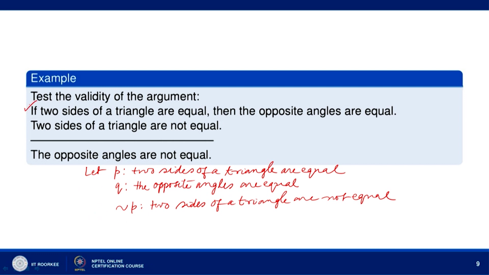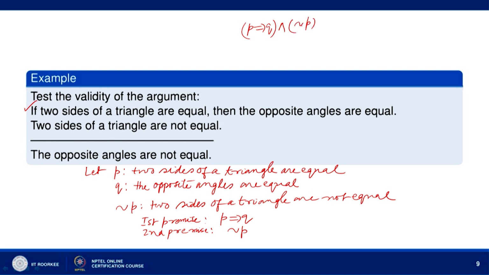First premise can be symbolically written as P implies Q, if P then Q, and the second premise is not P. So, our conclusion is the opposite angles are not equal. Let us see the validity of the argument. So, P implies Q and not P.